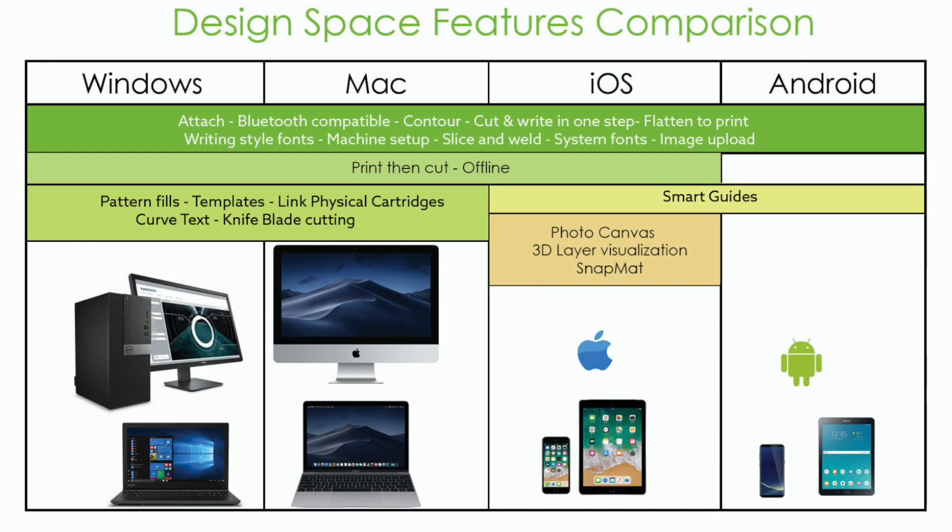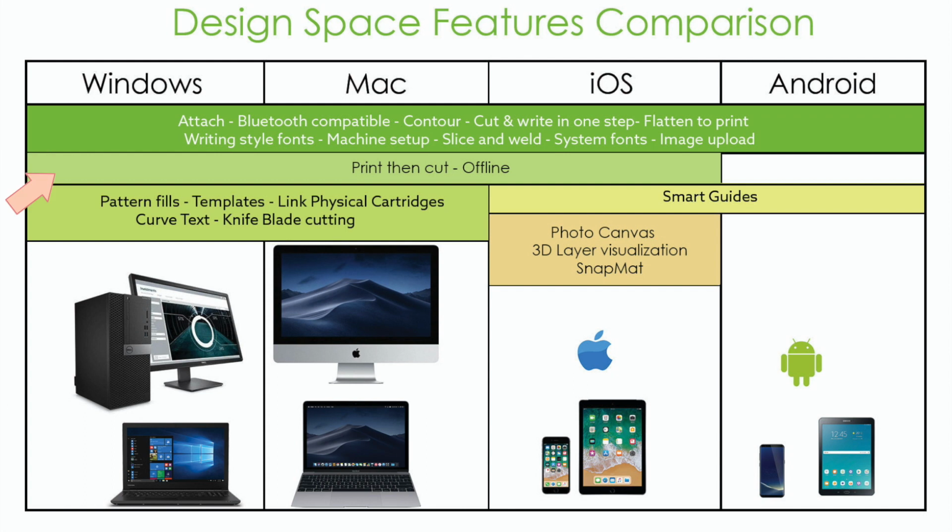Now I'm going to show you a comparison of Cricut Design Space features availability across Design Space platforms. The following features are available in Windows and Mac computers and iOS and Android devices: Attach, Bluetooth compatible, contour, cut and draw in one step, flatten to print, written style fonts, machine setup, slice and weld, system fonts, and image upload.